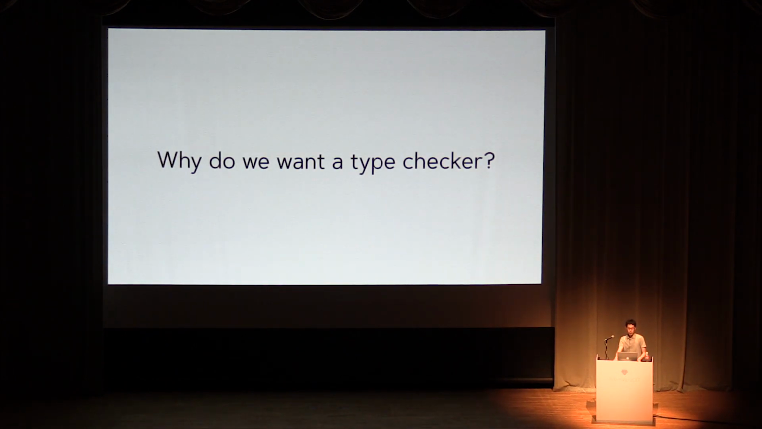So I want to start with this question: why do we want a type checker? What can we do if we have types in Ruby? There are a lot of benefits and a lot of applications of types. I want to list some of them.